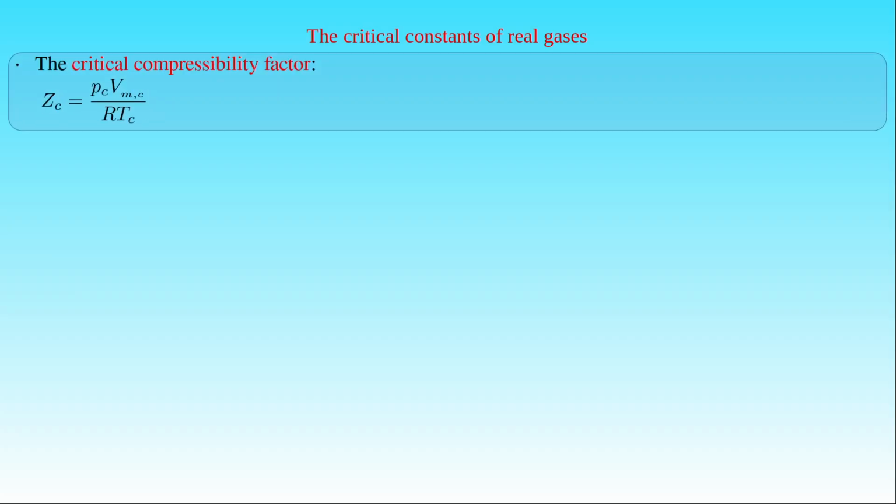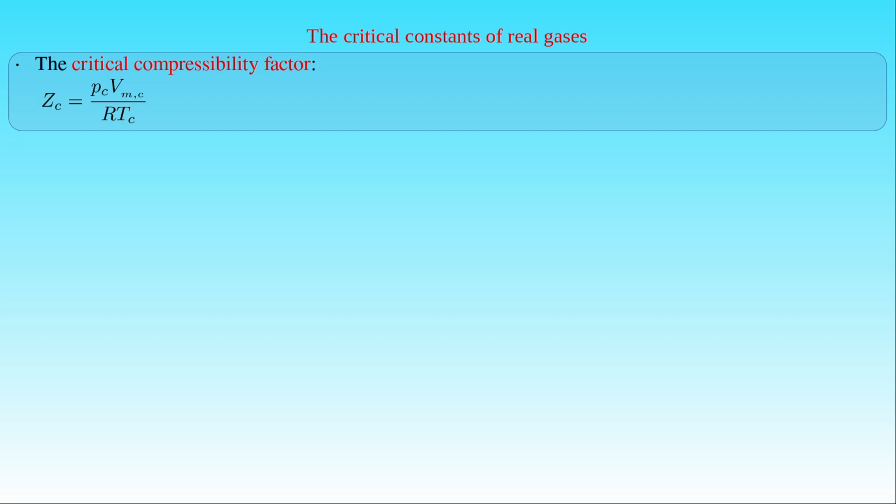Before presenting some data as a result of the measurement of the critical constants of various substances, we introduce the critical compressibility factor of the gaseous phase of a medium, which is simply its compressibility factor determined in its critical point. That is, the critical compressibility factor Zc of a gas is defined by the product of the critical pressure Pc and the critical volume Vmc over the product of the gas constant R and the critical temperature Tc, where all the critical constants are measured for the given gas.